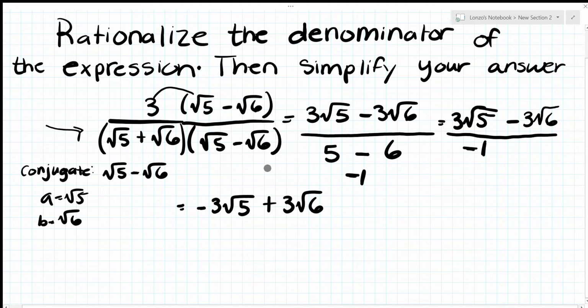Or what you could have done is factor out a negative, right? So this is going to be negative 3 square root of 5, this would be a positive 3 square root of 6. And then the negative cancels. And then you're left with negative 3 square root of 5 plus 3 square root of 6. Yeah, same thing.